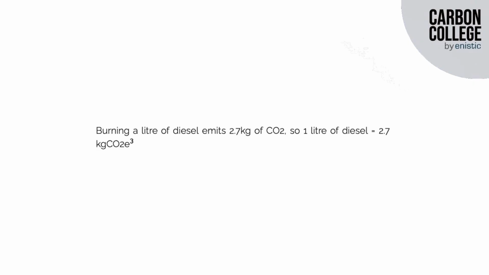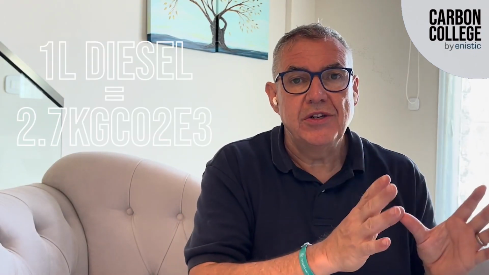But a nice simple one for you is if you burn in your car 1 litre of diesel, then you're going to emit into the atmosphere 2.7 kg CO2e. If you remember, the e means equivalent. So 1 litre of diesel is 2.7 kilograms of CO2. And that's how we work it out. All we need to do for, let's take a journey say from Oxford to Edinburgh, is figure out how much fuel we used in that journey, and therefore multiply it by the carbon factor of 2.7, and that will give us the total carbon footprint.